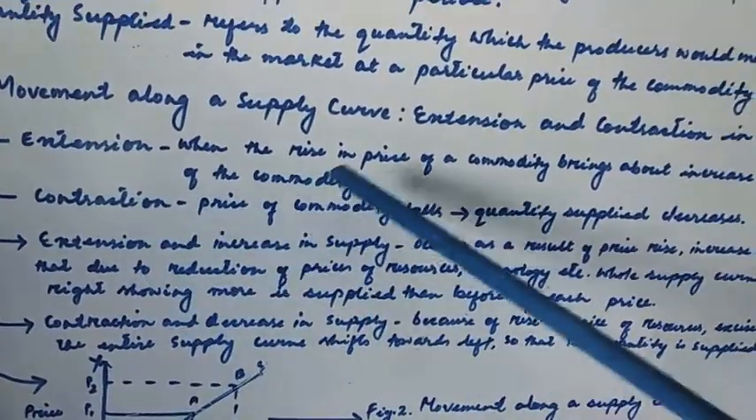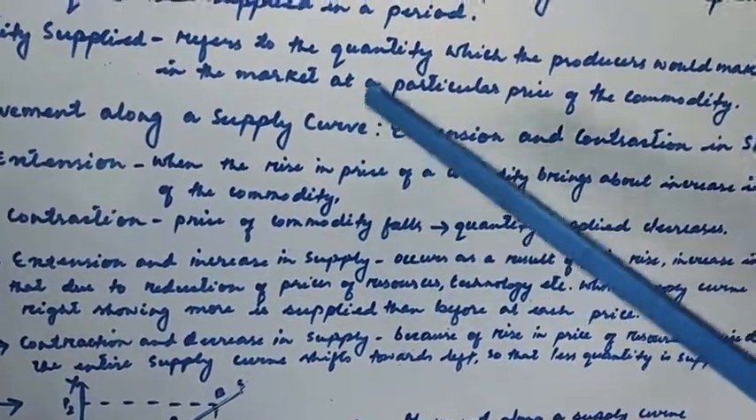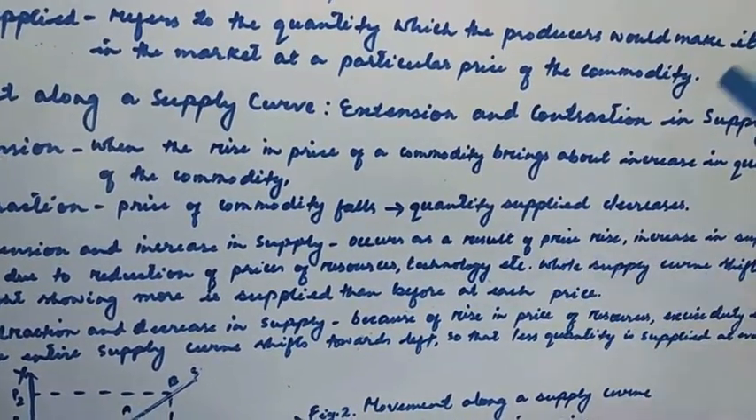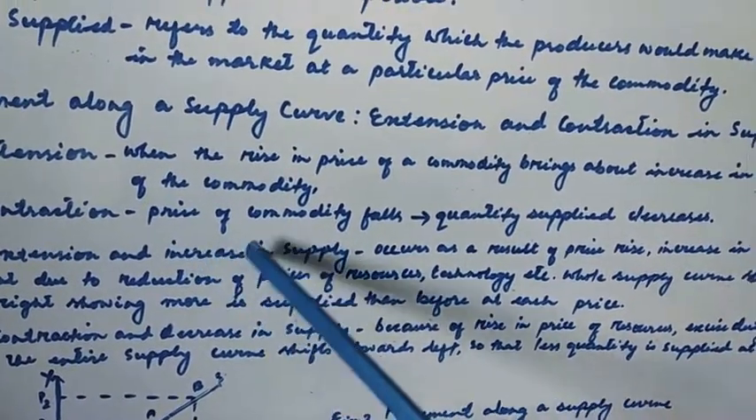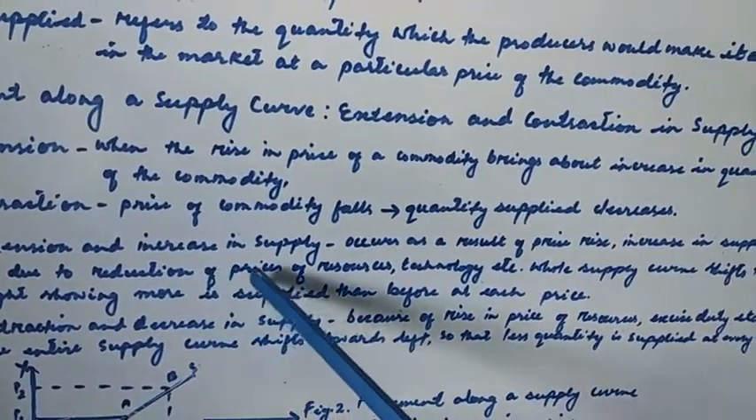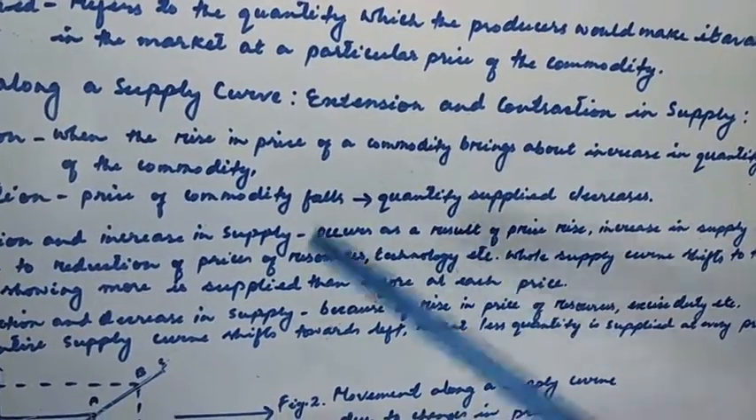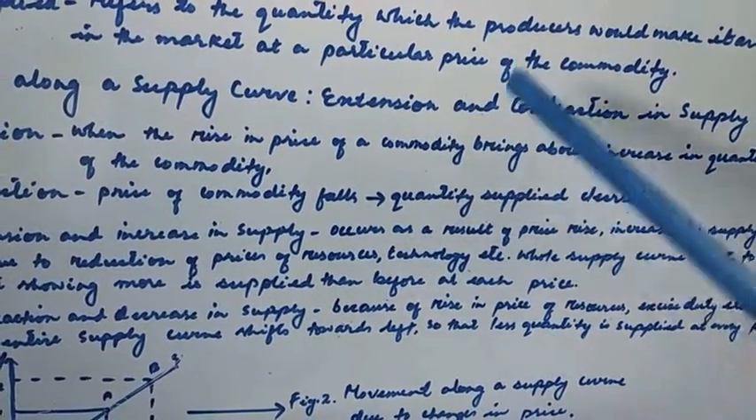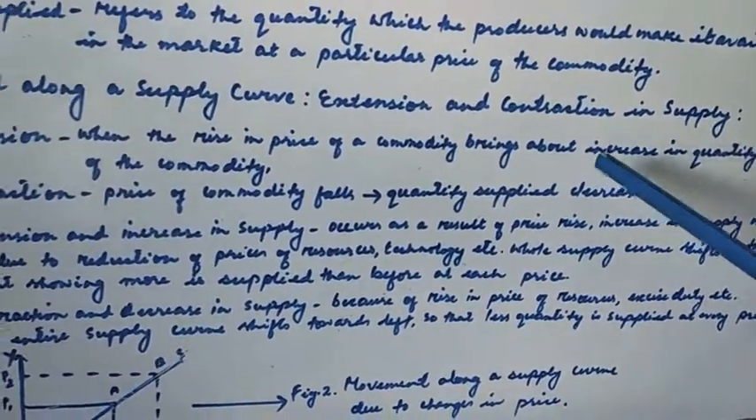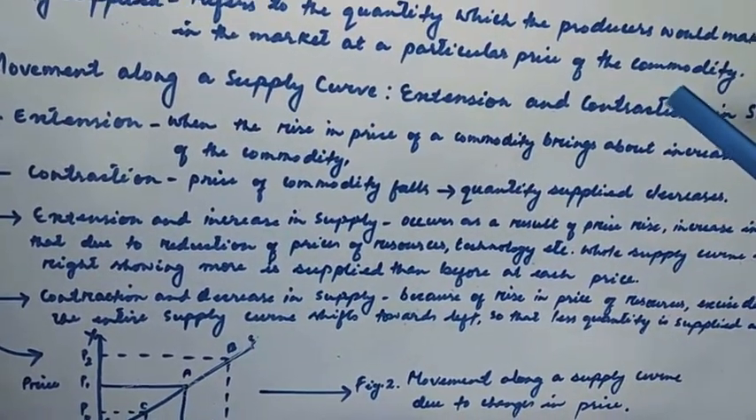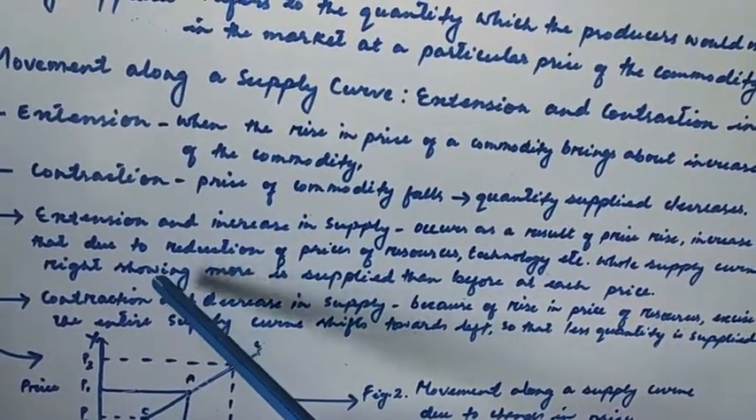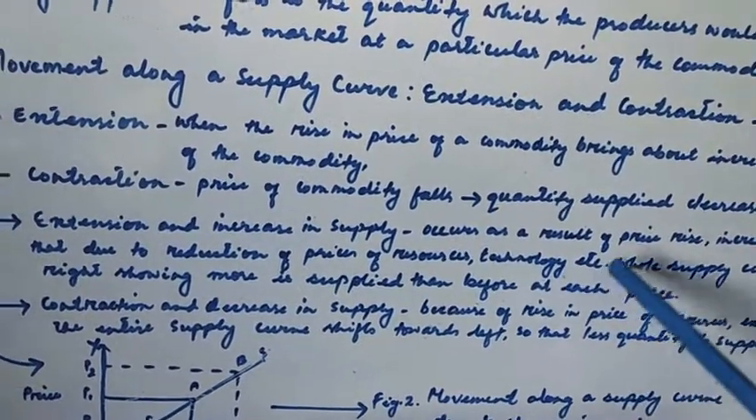So extension occurs because of the rise in the price of a commodity, and it is just a movement. But increase in supply occurs due to the reduction of the price of resources and then advancement of the technology, therefore reducing the cost of production. So what happens is the whole supply curve shifts towards the right. So it is no longer a movement along the supply curve, but shifting of the supply curve towards the right, showing more is supplied than before at its price.